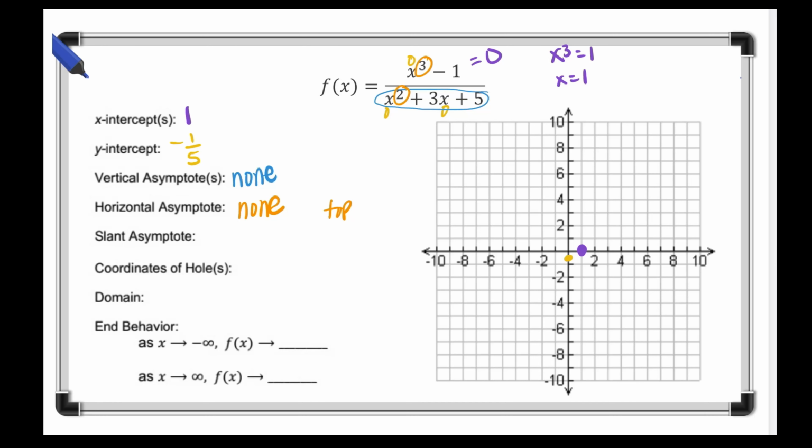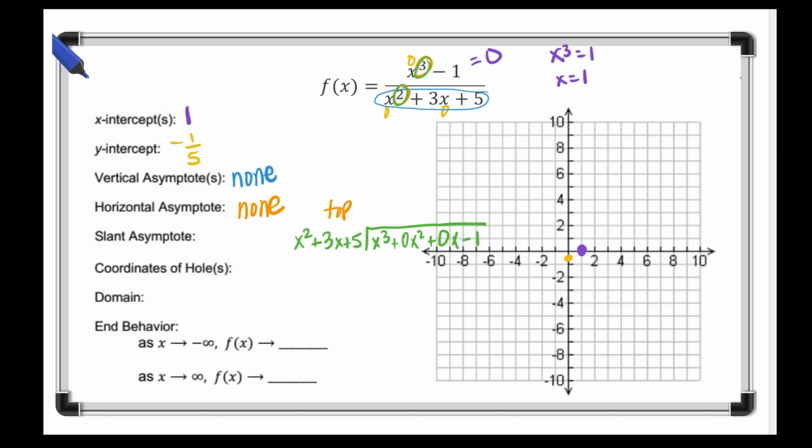Now if I look at slant asymptote, I have a degree of 3 and a degree of 2, so the numerator is exactly 1 greater than the denominator. So I am going to do either long division or synthetic division. If you look at your divisor, it's not a linear factor, so I will need to do long division. Our divisor is x squared plus 3x plus 5, and then I have x to the third. I'm missing an x squared and an x term, so I'm going to put zeros in those spots because we will need those.